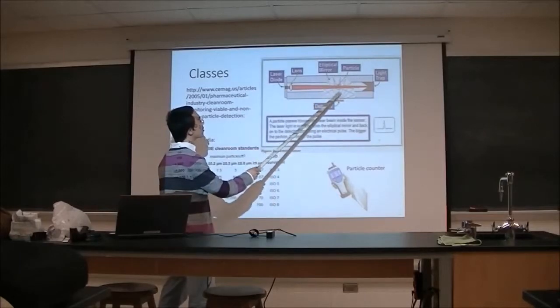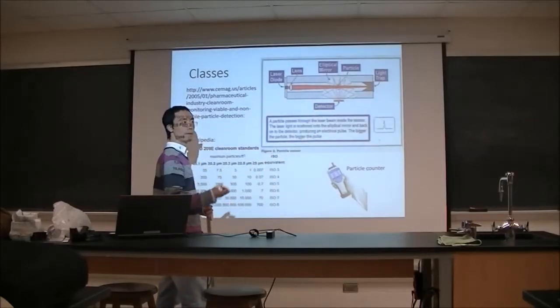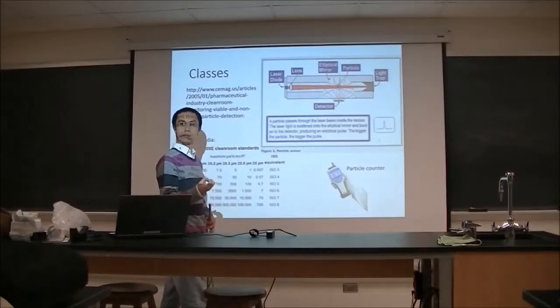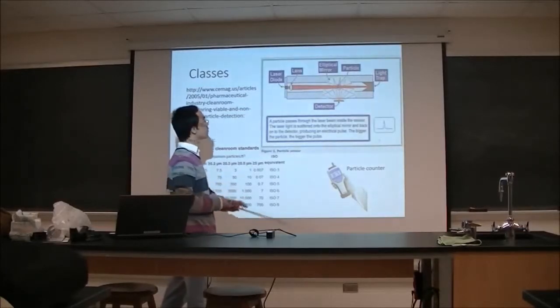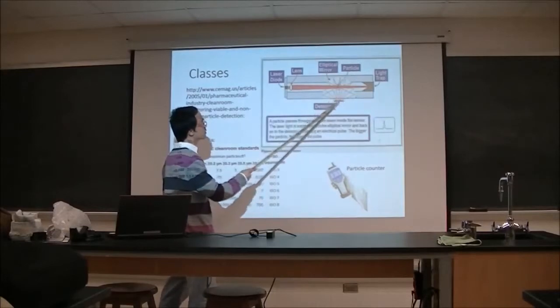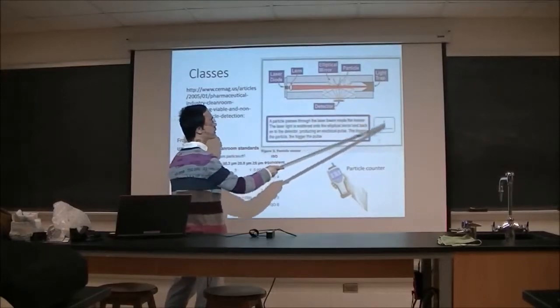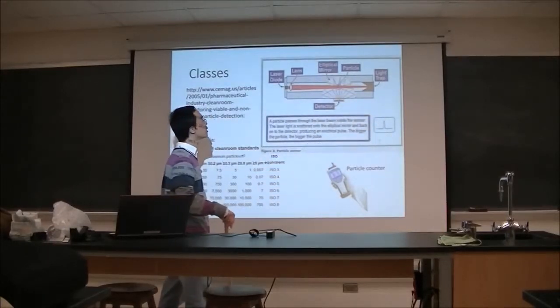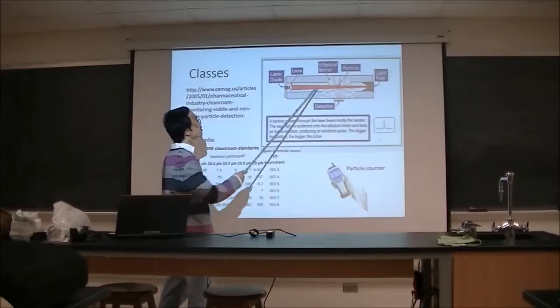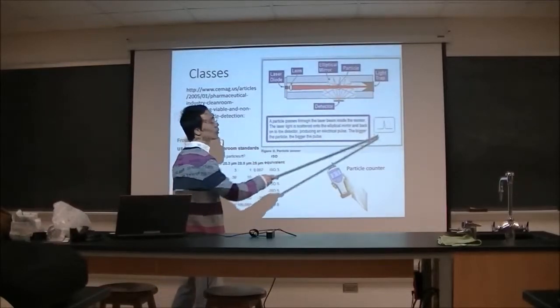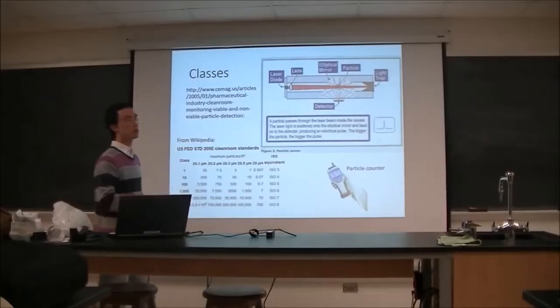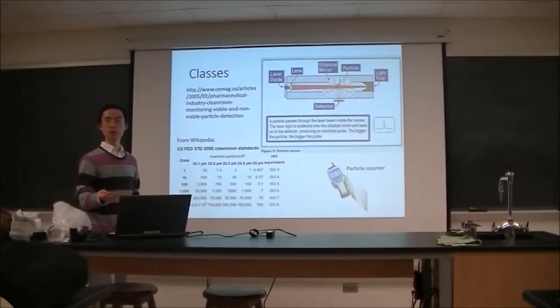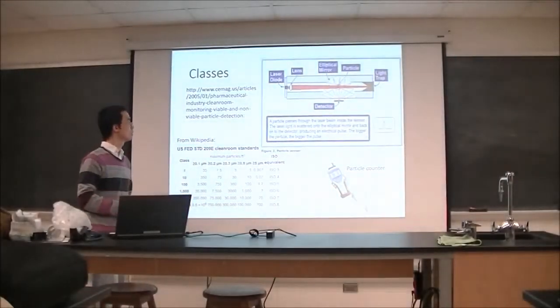So the bigger the particle, the more light it will be... what is the word? Refracting. And then the more light will be collected here, so you will see a bigger electric pulse. And of course, the more particles there are, you're going to see more pulses. So this way, you know the number of particles and the size of the particles.